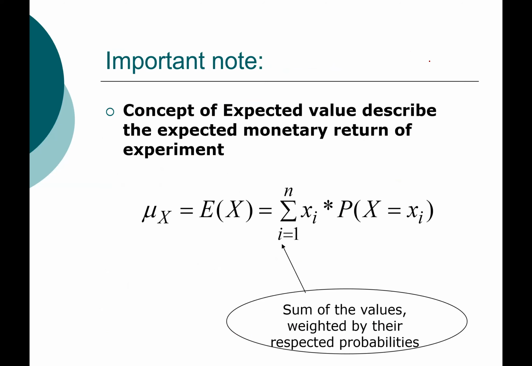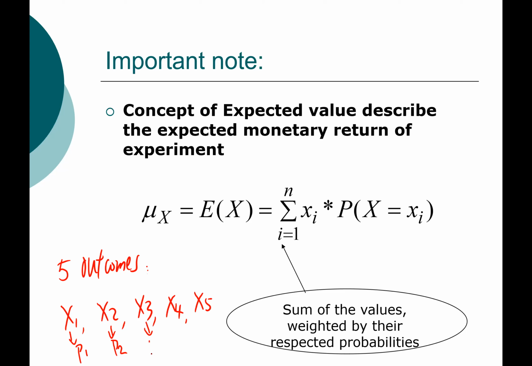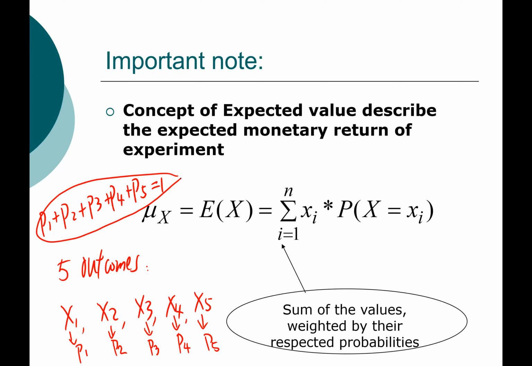Now, here we may have several outcomes. That's why here you have this notation i from 1 to n. So you may have 5 outcomes, then x1, x2, x3. If there are 5 outcomes, that means we have 5 random variables, x1, x2, x3, x4, and x5. And each one has a probability. So x1 is associated with p1, the probability of the first one, and then this one is associated with p2, and that's p3, p4, and p5. And we know that when you sum up all the probabilities, p1 plus p2 plus p3 plus p4 plus p5 should be equal to 1. That's like a constraint on the total probability.